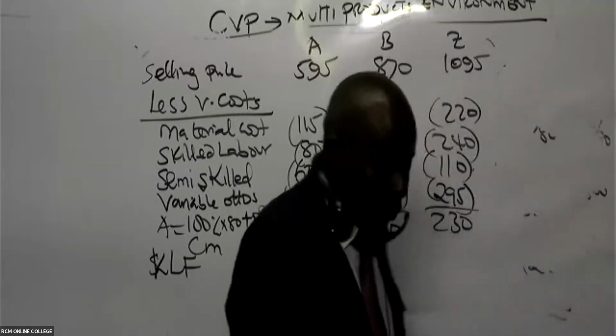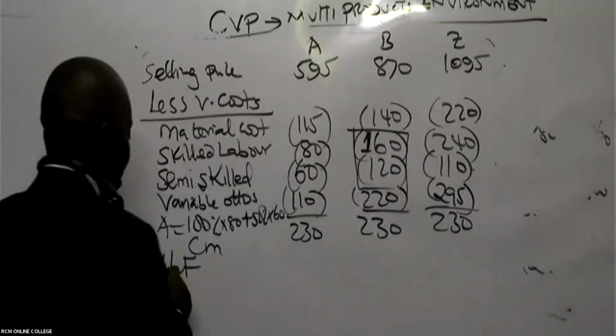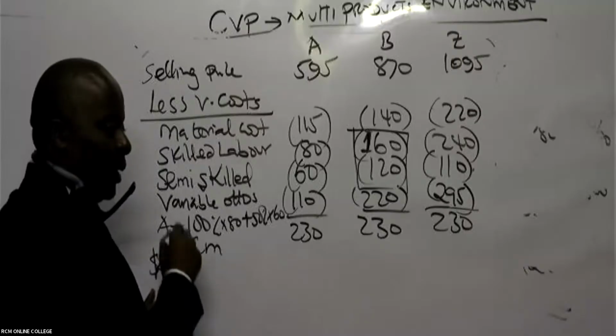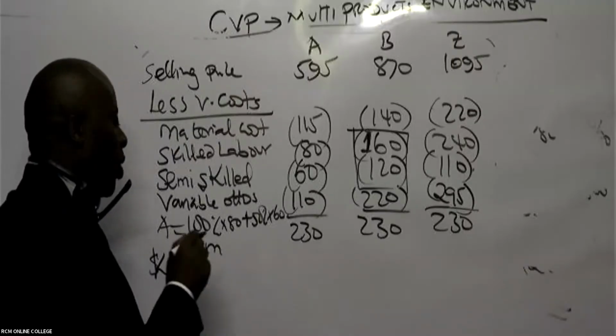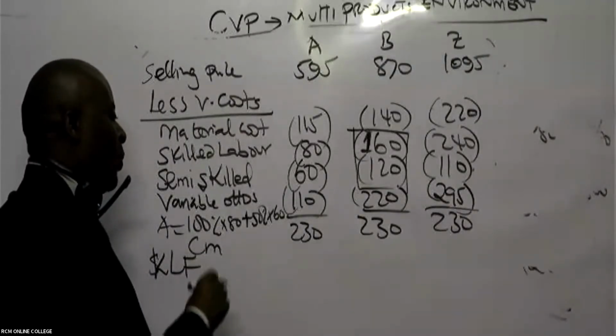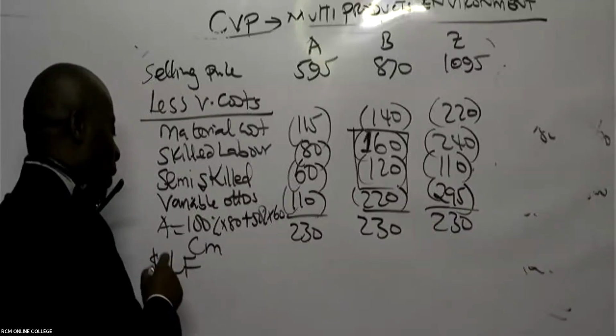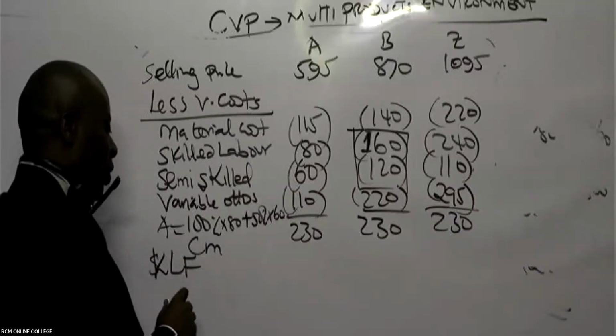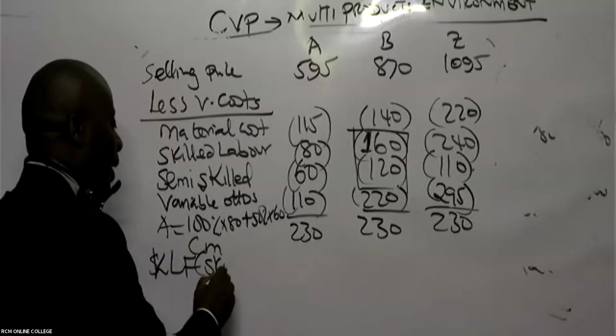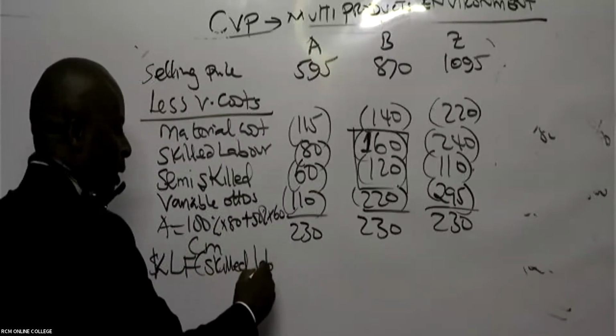So when you come and write for us the key limiting factor, you can write this in full. Key limiting factor, because I don't want those students who will call me late at night telling me, Mwalimu, did you want to write a cap there? Yeah. So write in full, key limiting what here? Factor. So key limiting factor, you are telling me it is skilled labor hours, isn't it?